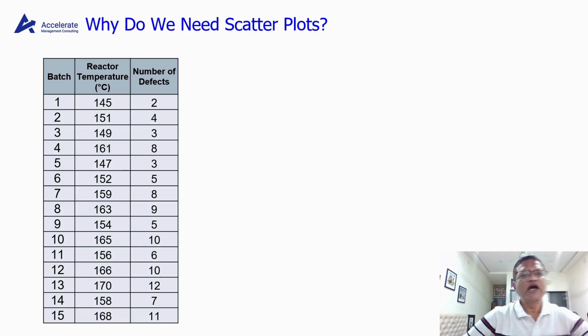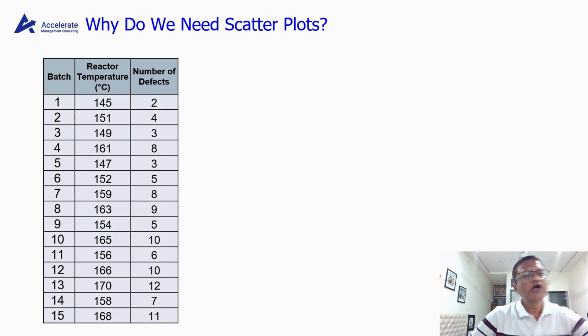We are going to talk about how to construct scatterplot, when to use scatterplot, and how to interpret scatterplot. For this purpose, I have taken this data of 15 batches, and there are two variables, that is reactor temperature and number of defects. For the purpose of this video, I have taken less number of data points. However, it is recommended that we should have enough data points, more than 30 for any statistical tools.